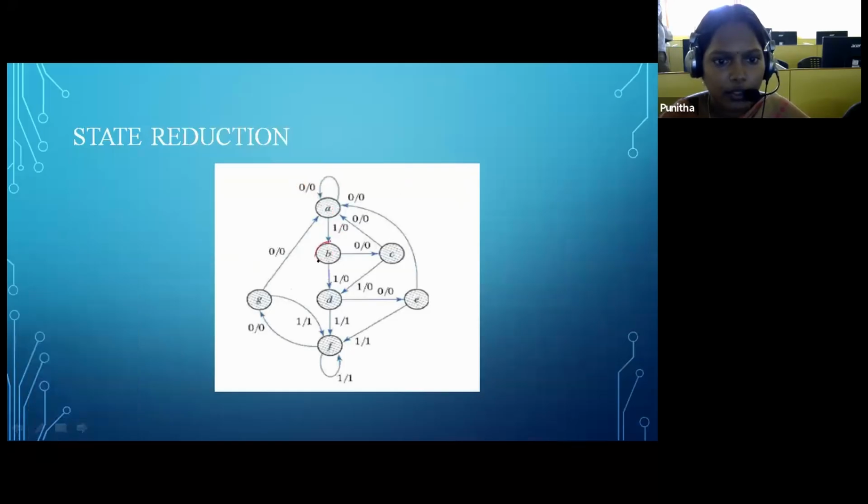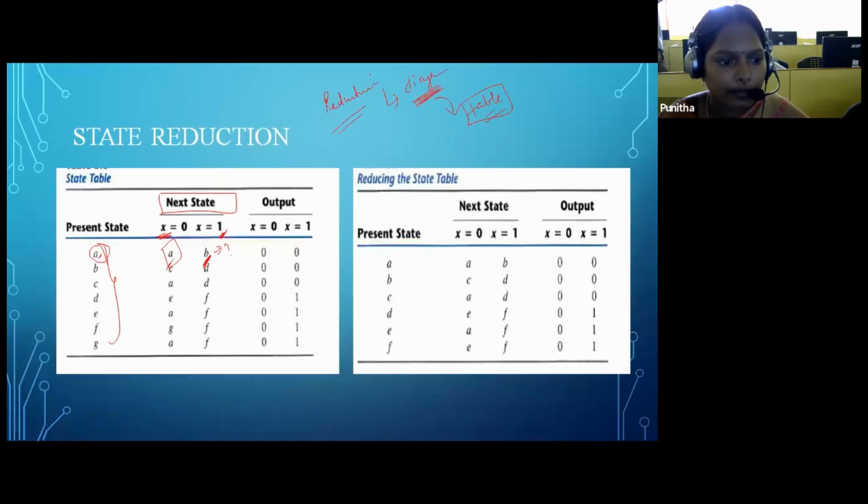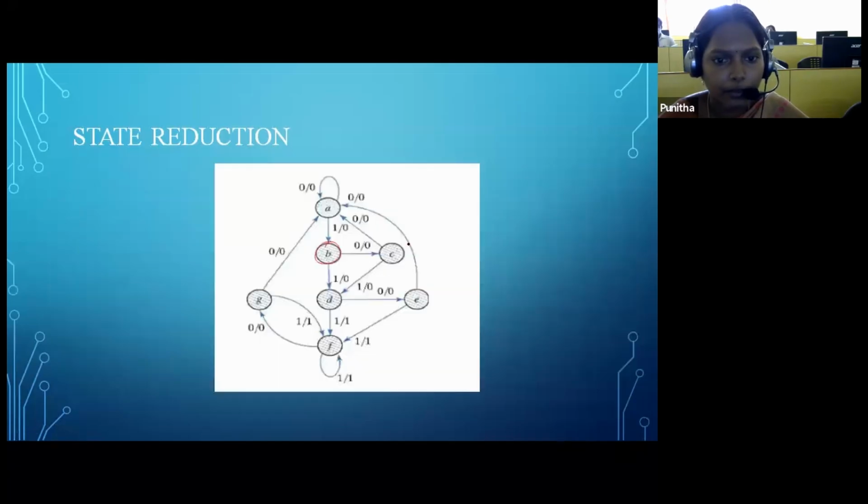Next we have to look at the B state. For B, if I apply 0, what will be the resulting state? If I apply 1 to state B, what will be the next state? First I will apply 0 and check what the state will be. For B, applying the input 0, my next state is C.